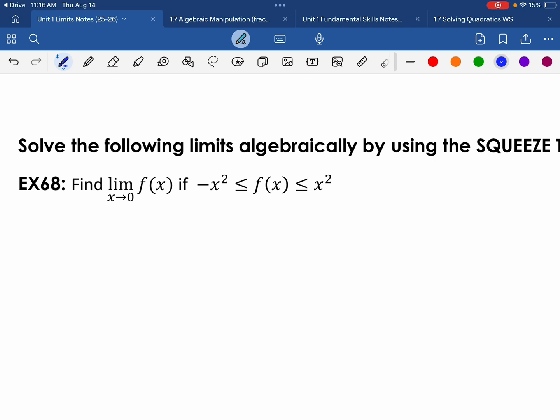On 68, now we're going to use the squeeze theorem to evaluate this limit. It tells me I want to find the limit as x approaches 0 of f of x. And it says that negative x squared is my low function, the function that's on the bottom of everything, and x squared is my high function, the function that's on top of everything. So if I can prove that the low function and the high function both have the same limit, by squeeze theorem, I can say that that is going to be the limit for f of x.